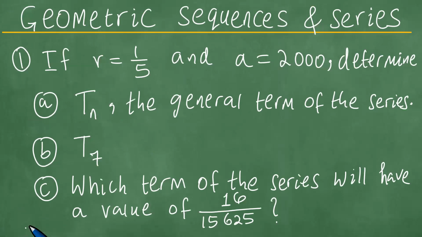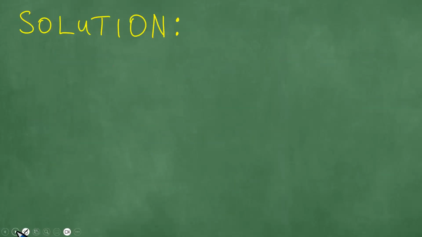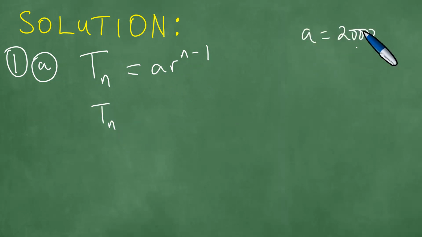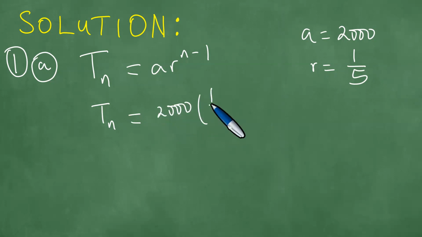So we're going to look at 1A. Right, the general term formula for a geometric series is Tn = ar^(n-1). What is the first term in the question? We're told that the first term is 2000. We're told that the constant ratio is 1/5, so we put here 2000, and the constant ratio 1/5 to the power n minus 1. And this is the answer. This is the general term.